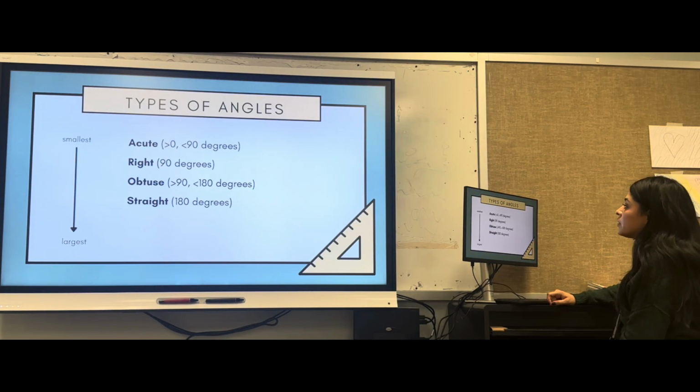These are the types of angles that we're going to see today in this activity, and you are going to be able to label and measure. An acute angle is less than 90 degrees. A right angle is 90 degrees. Obtuse is greater than 90 degrees but less than 180 degrees. And straight is 180 degrees.